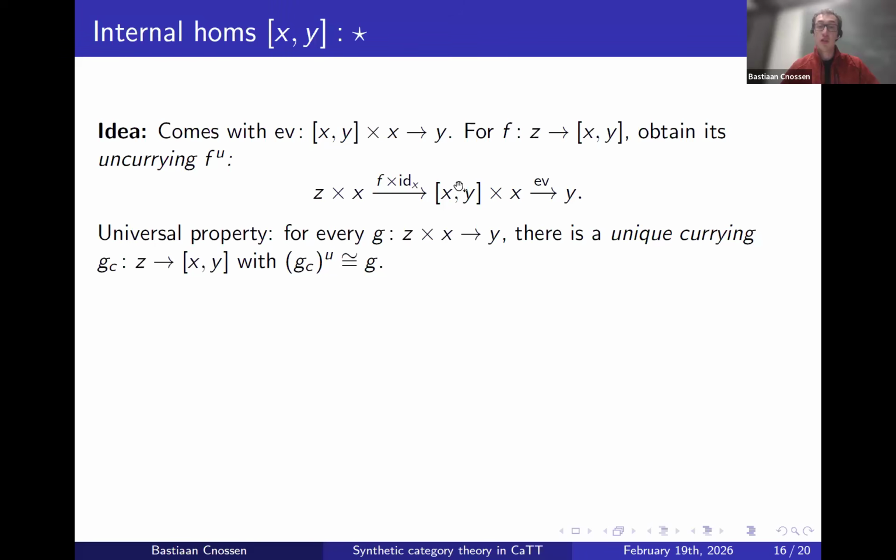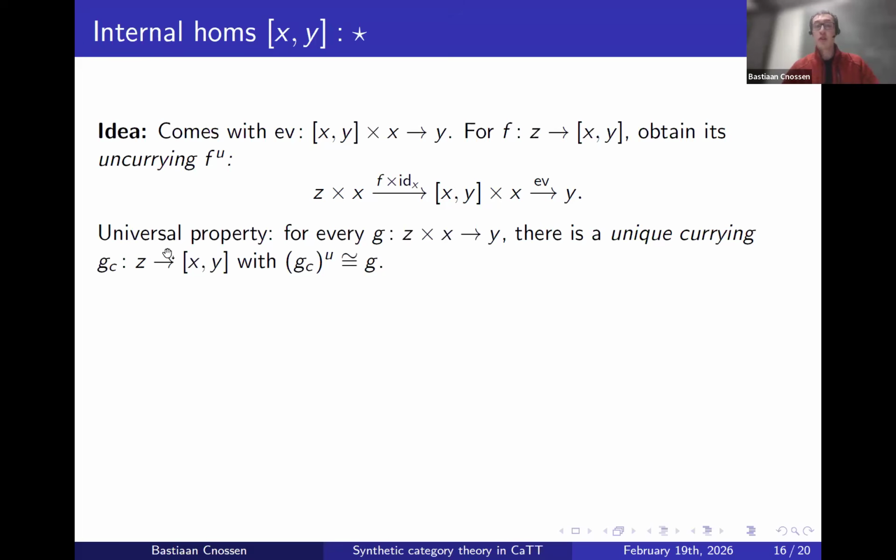The first component is obtained by starting in Z times X, first projecting to Z, then applying F. The second component we map into X, so we can just take Z times X and just project it to X. And I mean, you can define products of arbitrary maps in this way. And then I compose with the evaluation map.